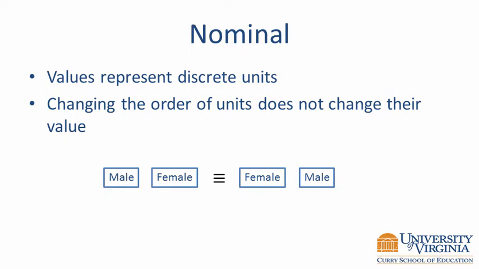With nominal data, values represent discrete units that have no inherent ordering. Examples include gender and eye color. To see that order does not matter with nominal data, change the order of the values. The meaning does not change. For example, listing male and female is no different than listing female and male.